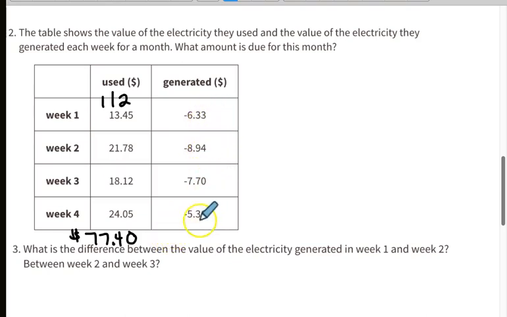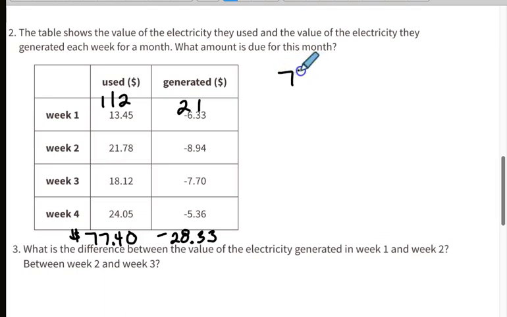So 3 plus 4 is 7, plus 6 is 13. 4 plus 9 is 13, and 7 is 23. 8 and 8 is 16, and 7 is 23, and 5 is 28. So they have a credit of $28.33.